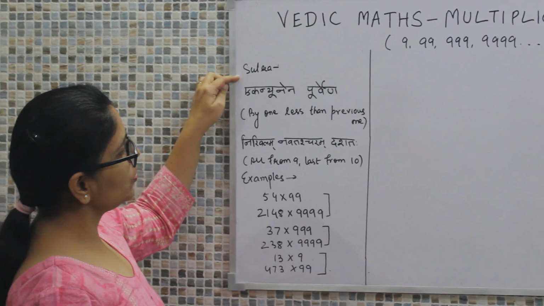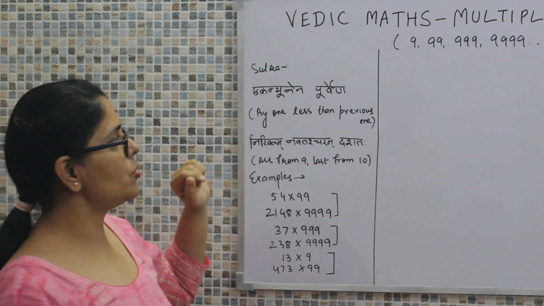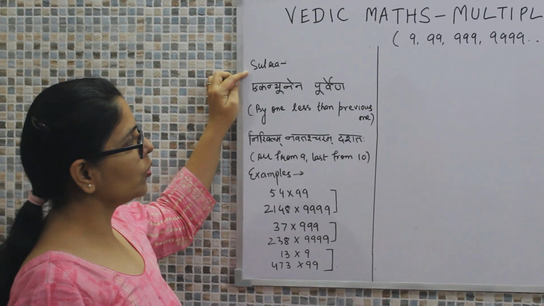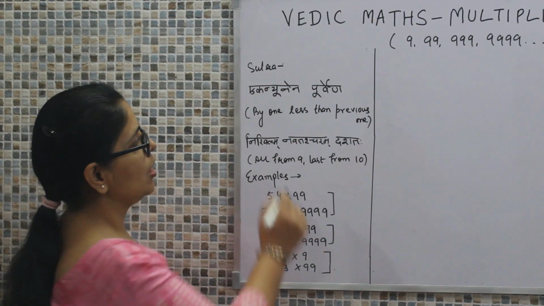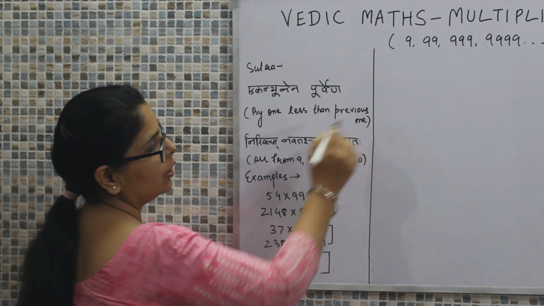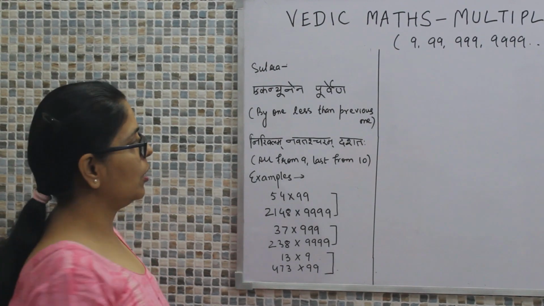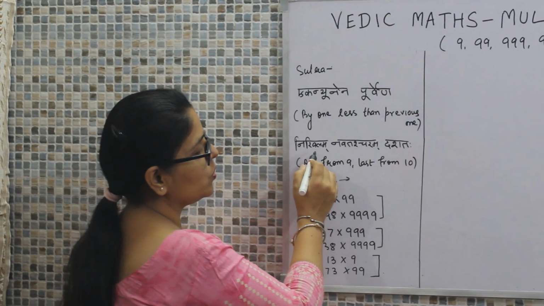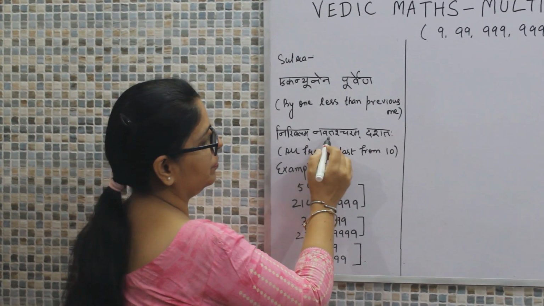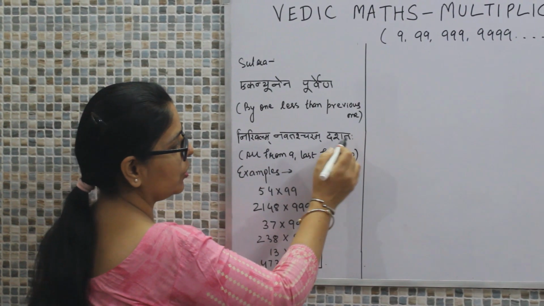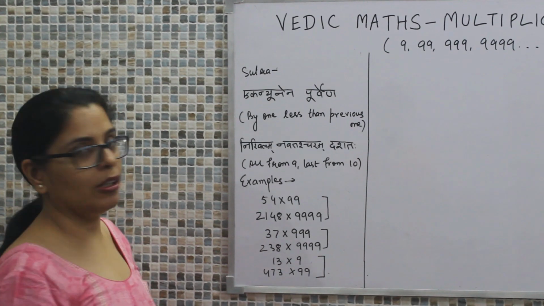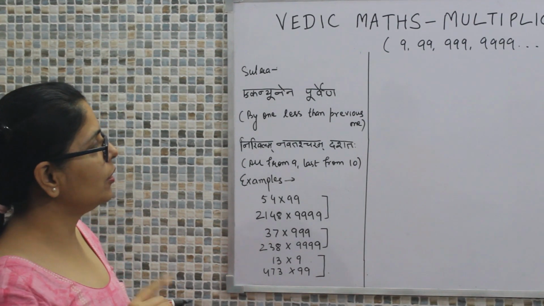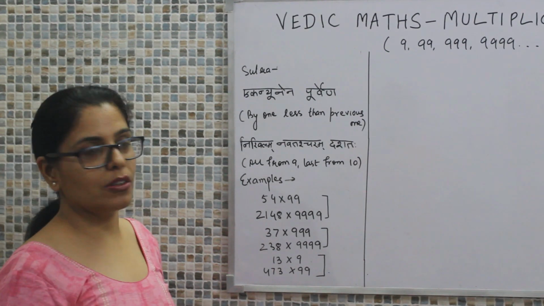Now, first coming to the sutras that will be used for multiplication. The first sutra is Ekanyunena Purvena, which means by one less than the previous one. The other sutra is Nikhilam Navatashcaramam Dashatah, that is, all from 9 and last from 10. Let's first understand these two sutras and then we will take the examples.